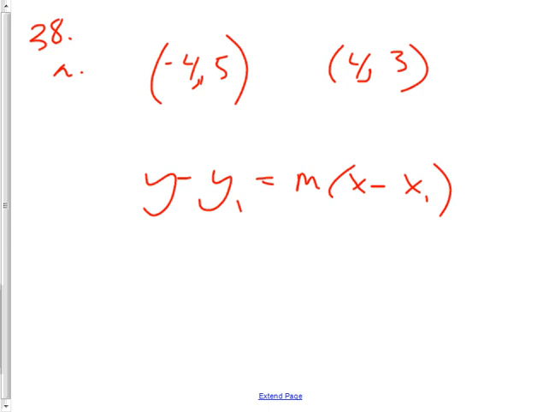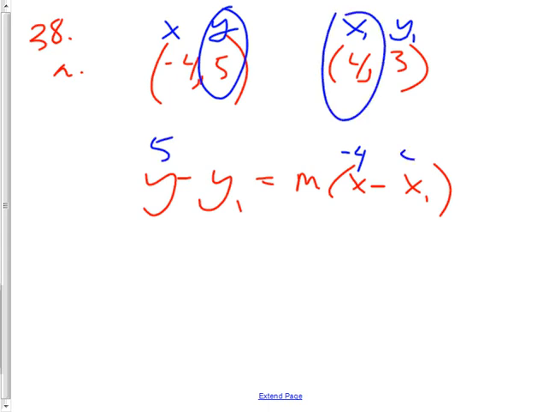Now, could you find the slope a different way? Yes, but I actually like finding the slope this way. I could pick this to be x, and this to be y, and this to be x1, and this to be y1. You could switch around the ones on the first point if you wanted. It doesn't matter. So now I'm going to put in x is negative 4, y is 5, x1 is 4, y1 is 3.